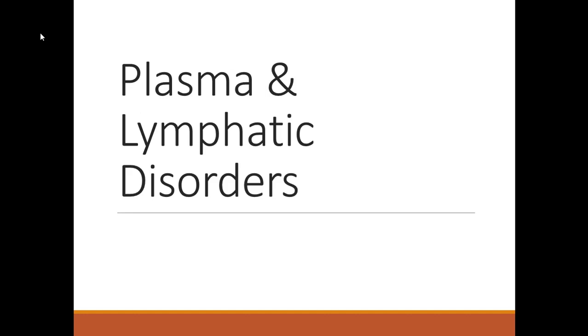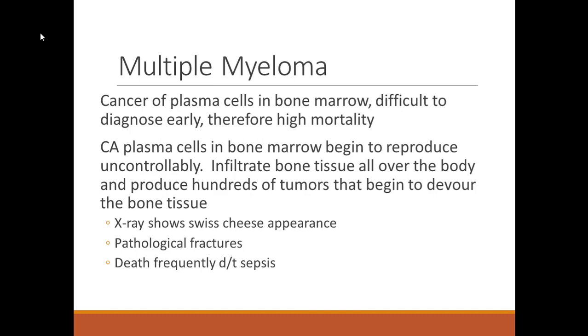Plasma and lymphatic disorders. All right, we are really moving along. So multiple myeloma, you guys may have heard this, but this is cancer of plasma cells in the bone marrow. There's a very high mortality rate because it's not generally diagnosed early in the disease process. The cancerous plasma cells in the bone marrow start to reproduce uncontrollably. And if you know anything about cancer, I think we get into a little bit more on cancer next week.